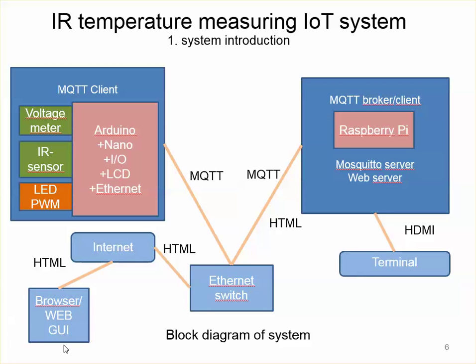And here is our graphical user interface. It means that it's only a browser. You give the browser the Raspberry's IP address, and then you can start using our system. And the protocol between the web server and a browser is HTML.